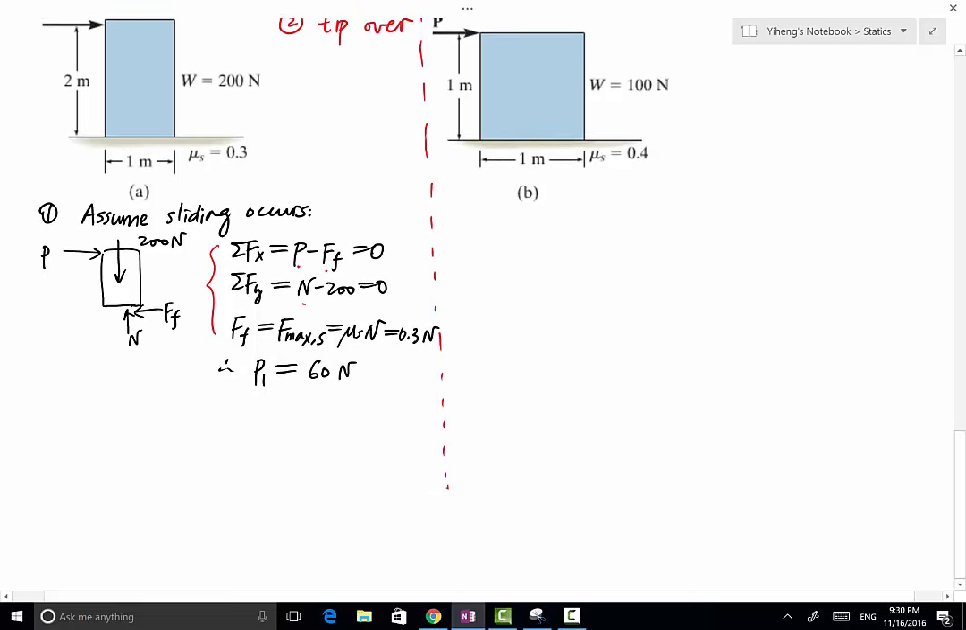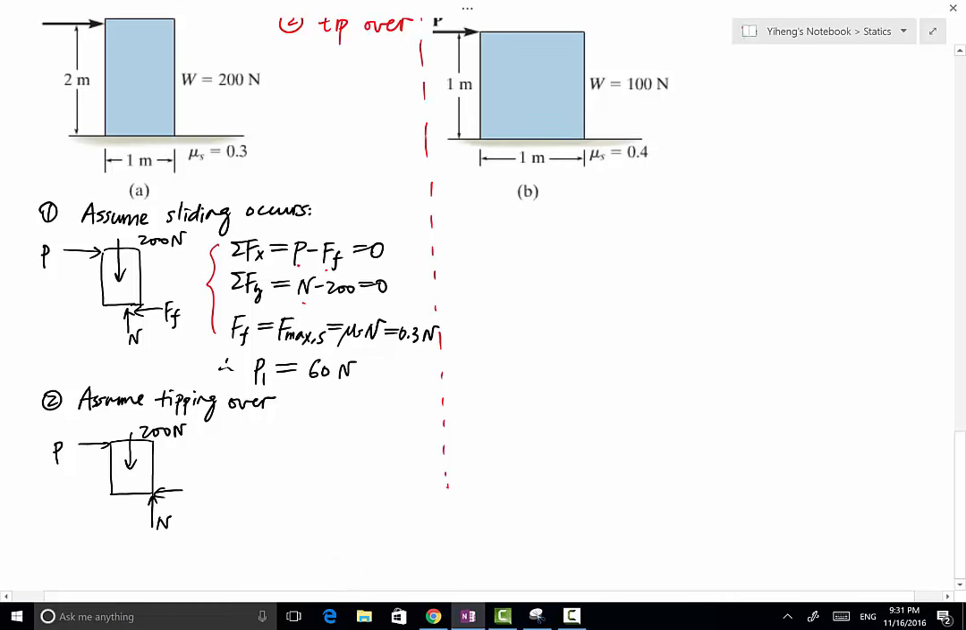But we're not done yet, because I have to consider the second situation. We're going to assume tipping over happens. So now when we draw the free body diagram, it's going to be a little bit different. The weight force is still the same. The P force is still the same. However, when tipping over is about to happen, the normal force is placed at the corner. And for this situation, frictional force actually does not matter. Let me call this corner point A.